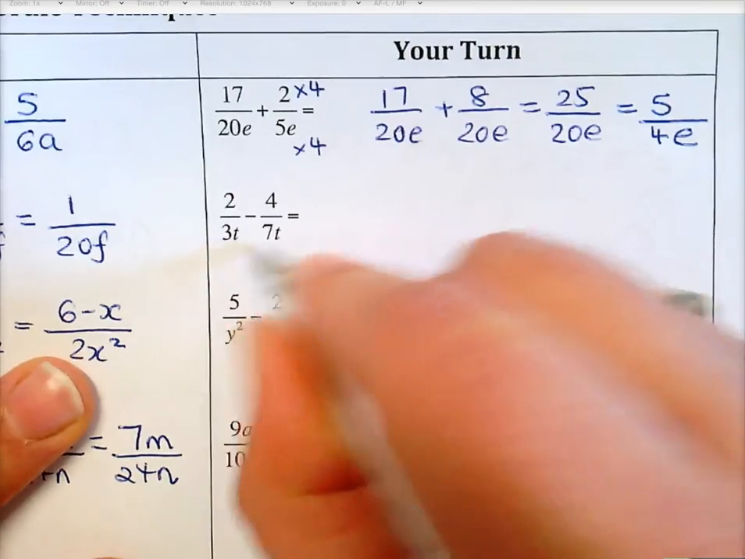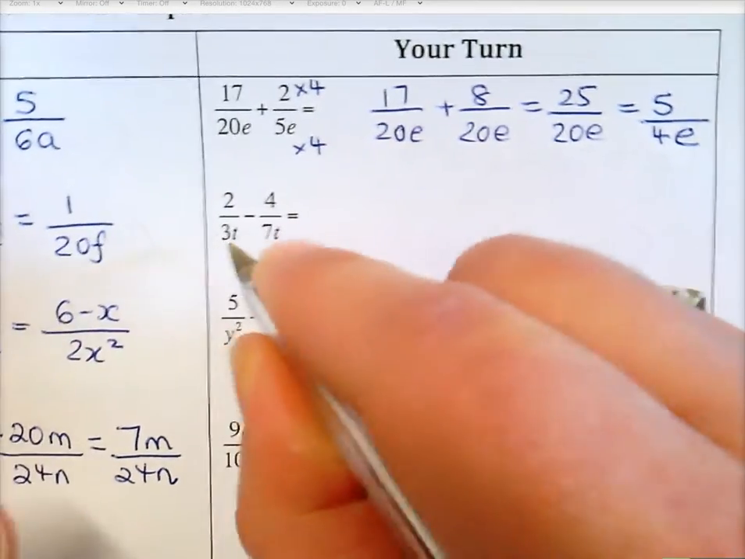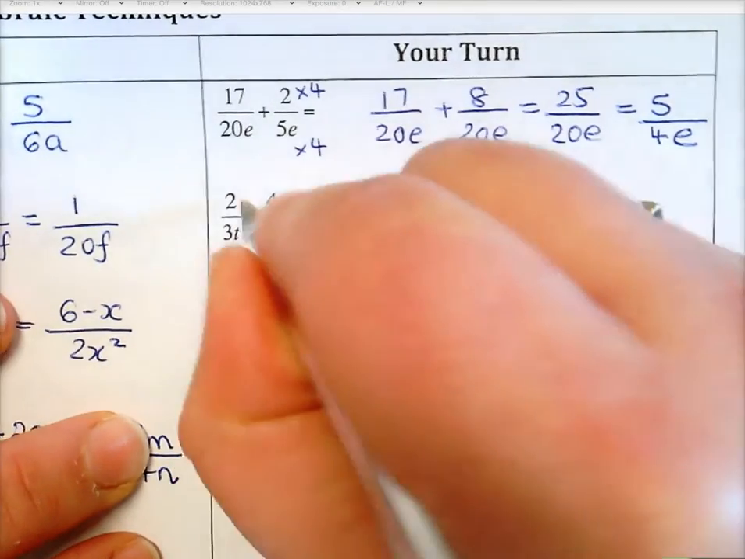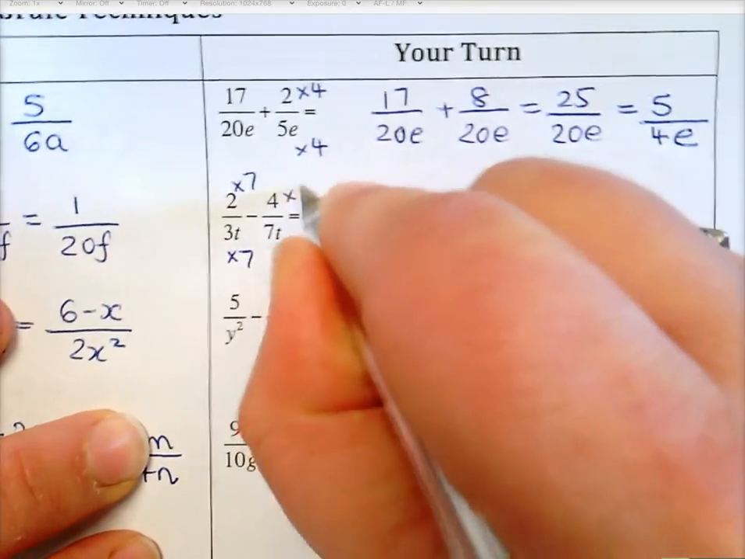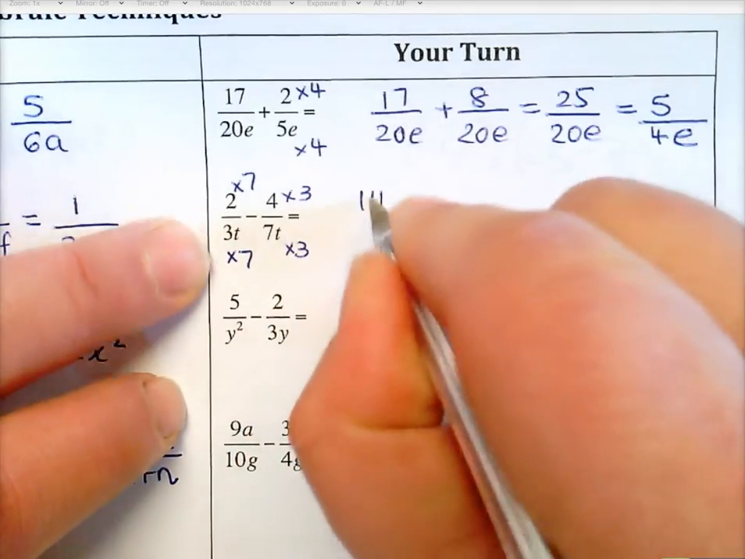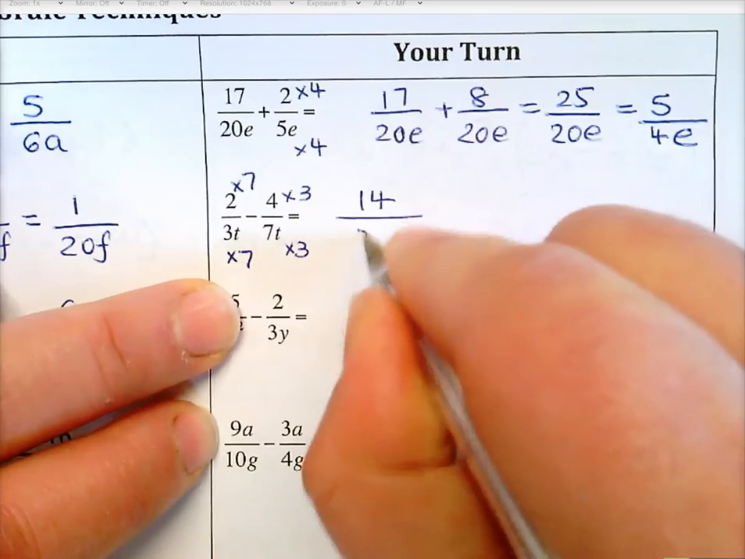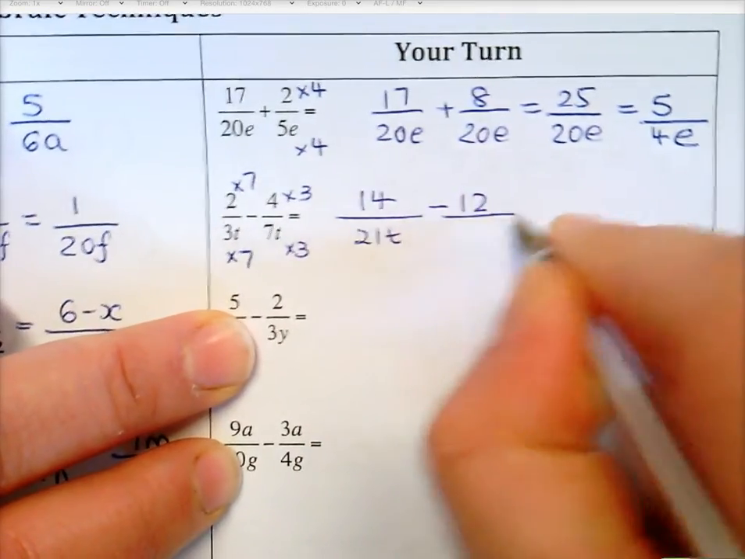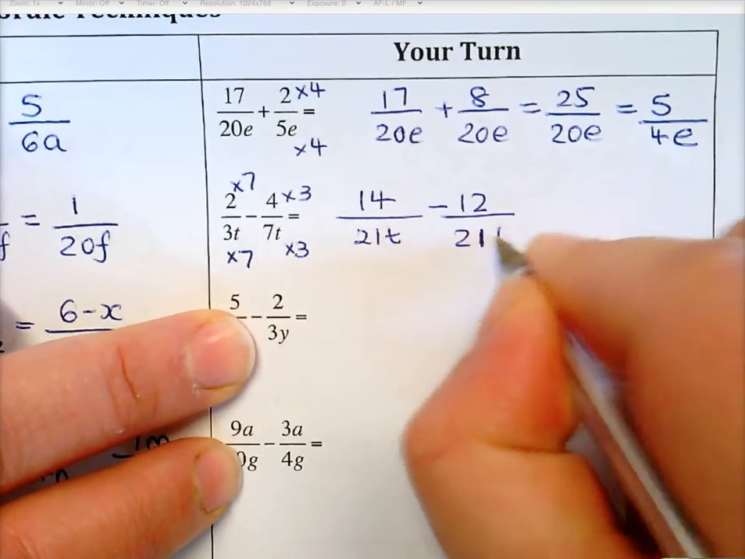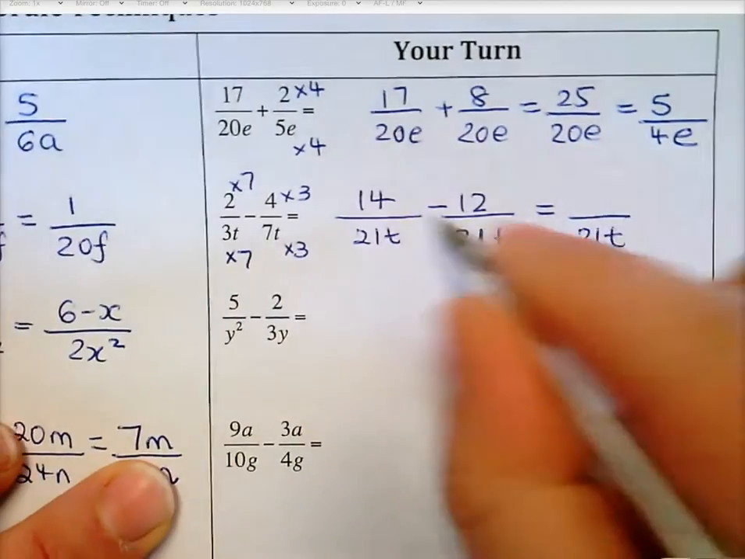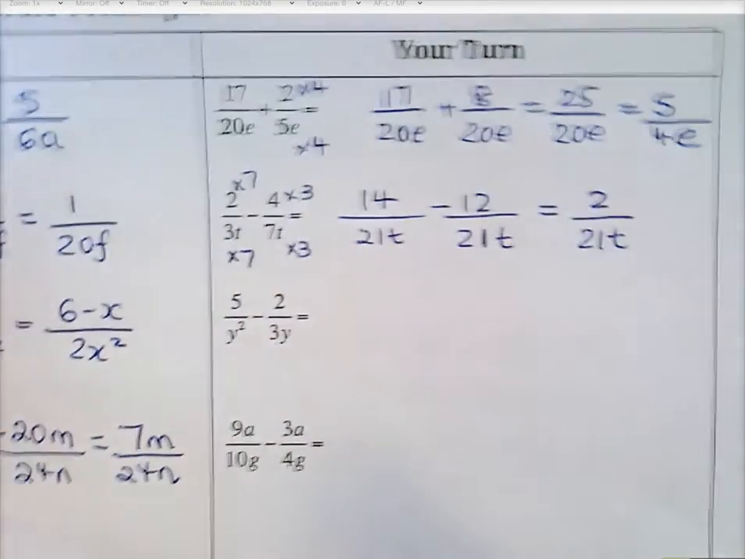The second one, the t's are the same, so we don't have to worry about those. We just need to get the numbers the same, 3 and 7. So we'll times this first one by 7 over 7, and the second fraction gets multiplied by 3 over 3. 2 times 7 is 14 over 21t minus, second fraction, 4 times 3 is 12 over the same denominator, 21t. Now that the denominators are the same, 14 minus 12 is 2.